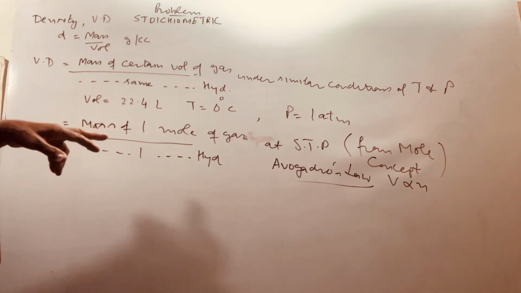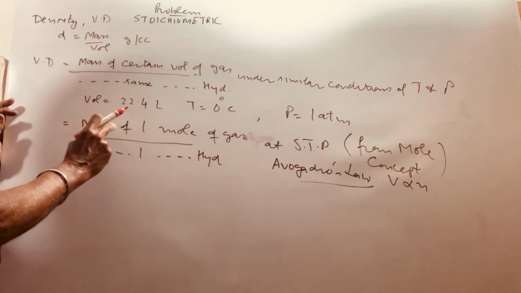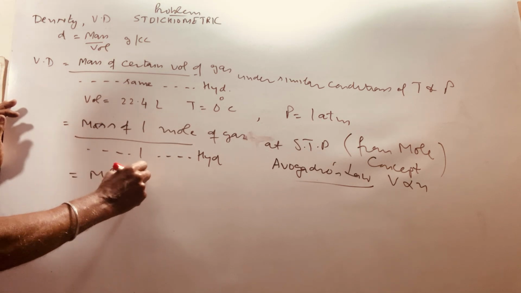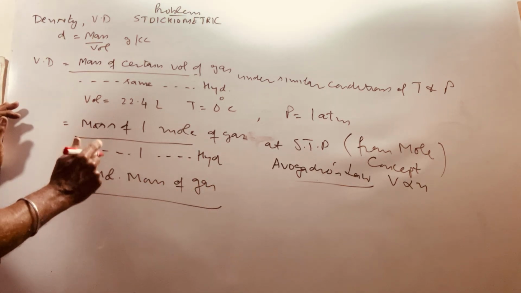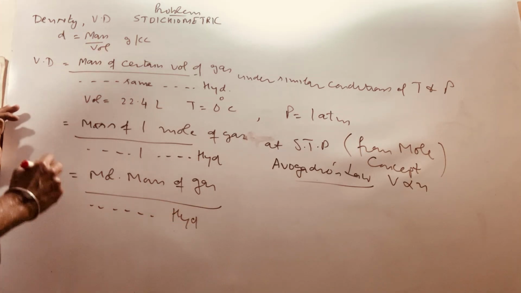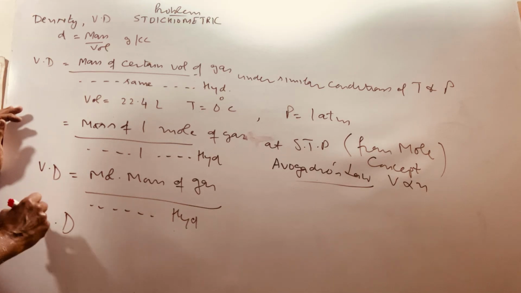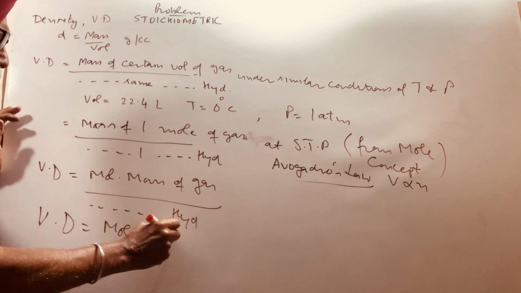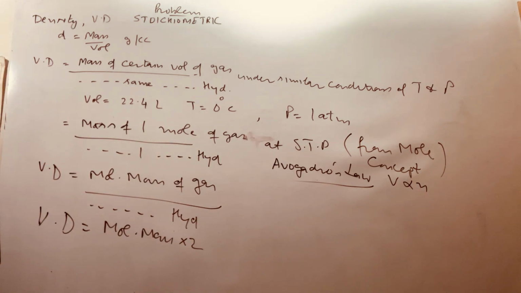Whatever is the mass of 1 mole of this will be known as the molecular mass of the gas. And here it is the molecular mass of hydrogen. So therefore, vapor density will be simply molecular mass divided by 2, because the molecular mass of hydrogen is 2.